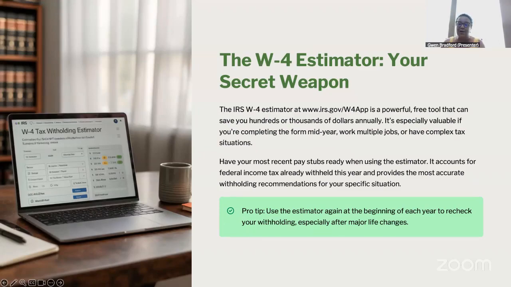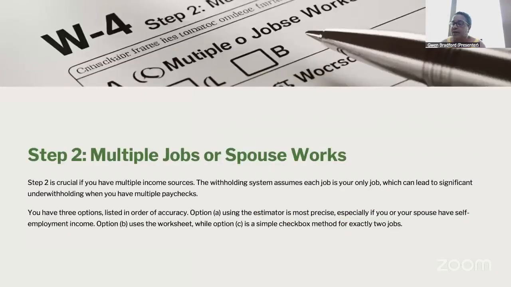So I choose to make sure that I'm right on track by periodically using this tax estimator to see where I stand at a certain part of the year. Okay, so let's move on. Like I said, the first section is where you put your personal information, your address, your marital status.